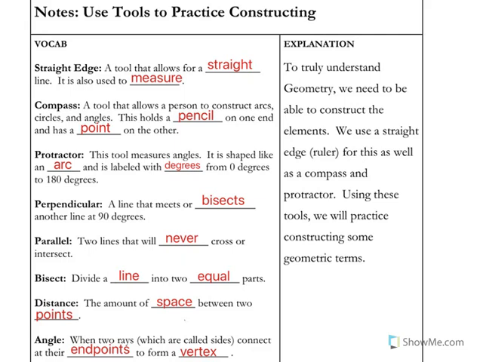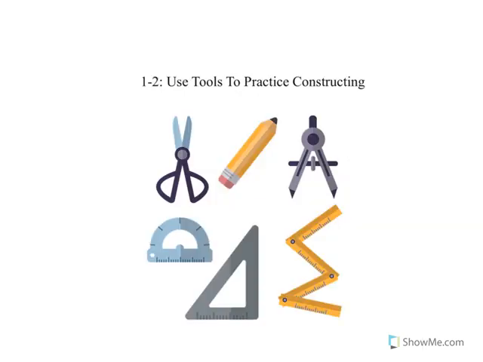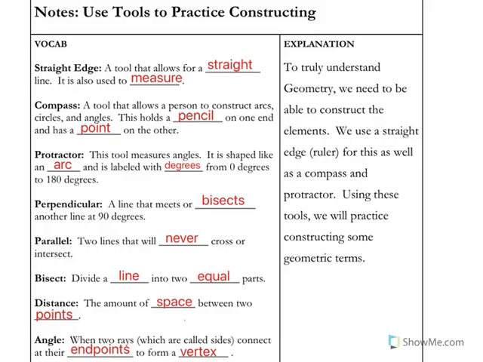A compass is a tool that allows a person to construct arcs, circles, and angles. It holds a pencil on one end and has a point on the other. So I'm going to go back and show you what the compass looks like. This here is the compass. Usually you would have a pencil on this end, and you would have this point. You put the point on the paper and hold this section here, and then you turn it around and you create the circle or the arc.